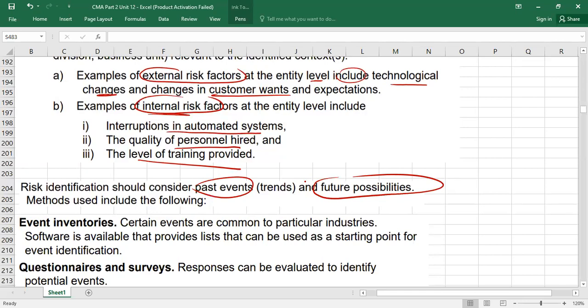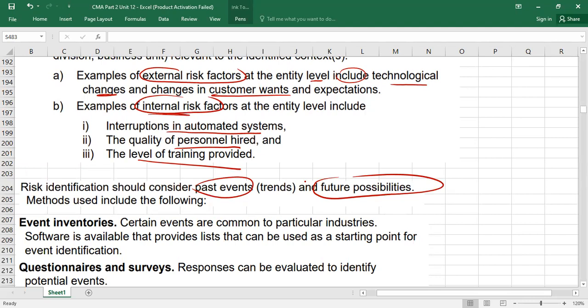For example, let's assume UAE has introduced corporation tax. So what risk are you facing? Maybe you may not follow corporation tax laws and regulations. That is a future possibility, right? By the way, it is already implemented right now in the UAE. But I'm telling you, whenever you are trying to identify risk, you have to look back into your past. You have to look at which kind of events were there. Maybe those events might be present also, right? And what may happen in the future as well.